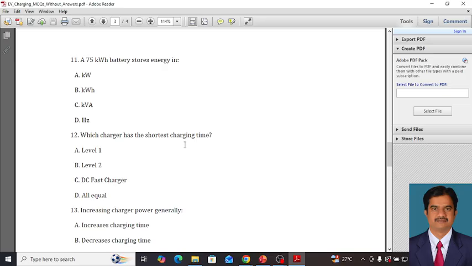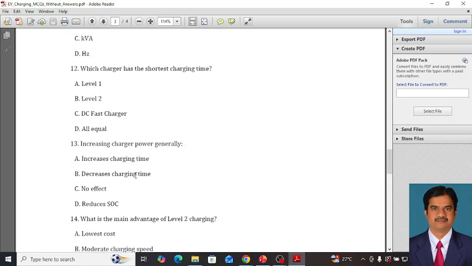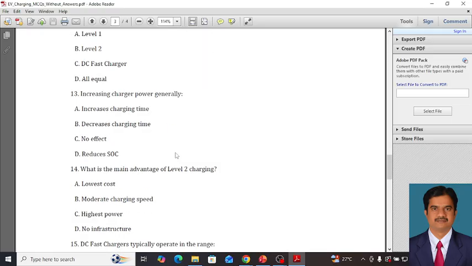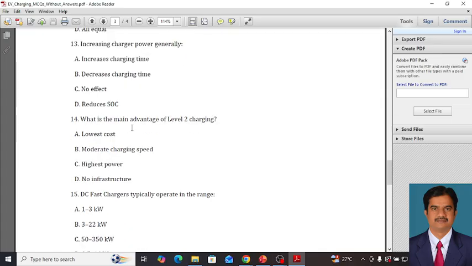Which charger has the shortest charging time? Option C, DC fast charger. Increase in charger power generally increases charging time, decreases charging time, no effect, or reduces SOC? Decreases charging time. What is the main advantage of level 2 charging? It is a moderate charging speed.